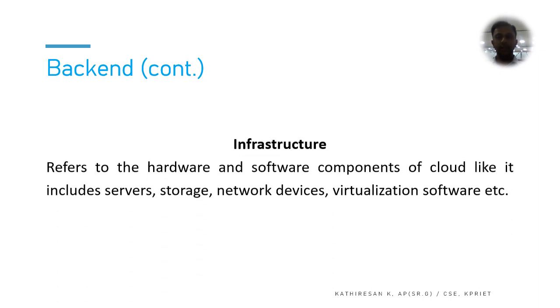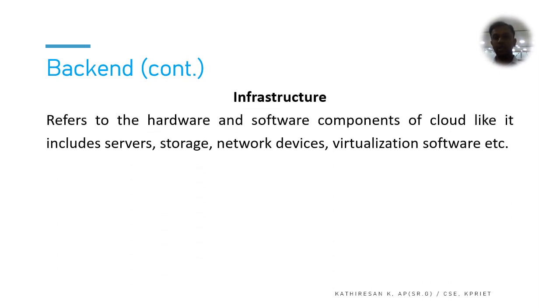Next component is infrastructure. In cloud computing, infrastructure refers to the underlying hardware and software components that support the cloud environment. It includes the servers, storage devices, network devices, virtualization software, and other essential resources needed for the functioning of cloud services. For example, Amazon Web Services provides a comprehensive infrastructure that includes compute, storage, and networking services, along with a variety of tools for monitoring and managing the resources.